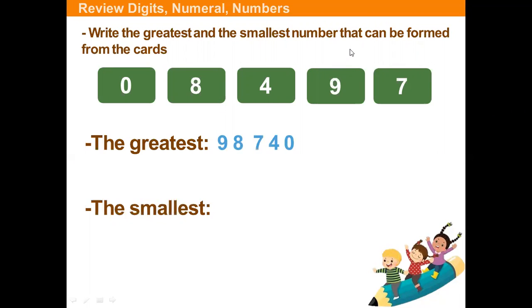What about the smallest? Can you tell me which one is the smallest? Yes, it's 0, but I will not start with this number because I told you before that 0 will bring the value down. So I need to start with the smallest number from the rest, which will be 4. After that, I will write a 0. So 4, 0. After that, we have 7, 8, and 9. So the number will be 40,789.